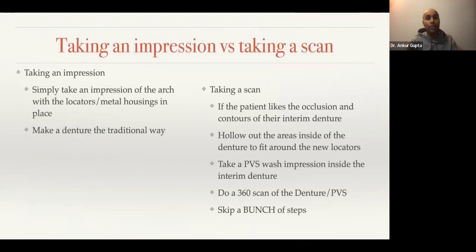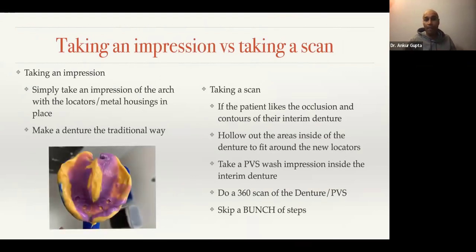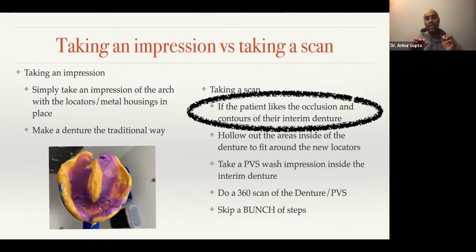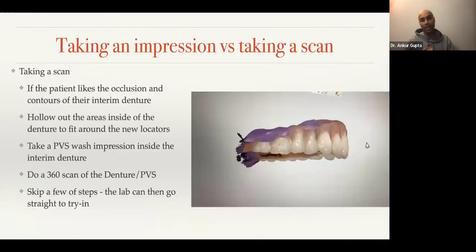Of course, if you want to make a denture the traditional way, make it the traditional way. Snap in your metal housings, take an impression, send it to the lab, and ask them to make bite blocks and wax rims and a record base, just the same way you've been making dentures ever since dental school. But what I would recommend is, if your patient likes the aesthetics and contours of their interim denture, you can actually take a wash impression of the inside of your interim denture and then do a 360 scan of the denture.